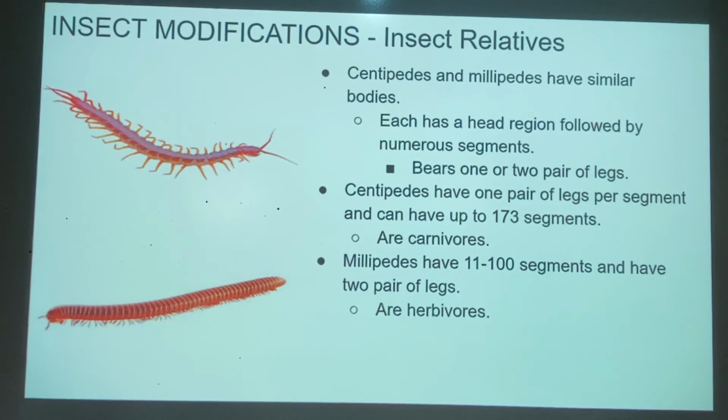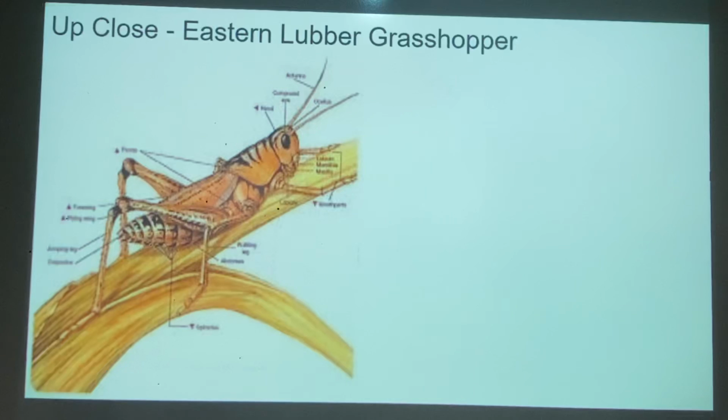They bear one or two pair of legs depending on what they are. So centipedes have one pair of legs per segment. It can have up to 173 segments. They are all carnivores. And then millipedes can have 11 to 100 segments and have two pair of legs for every segment. And they are herbivores. So very, very different organisms, yet very related.